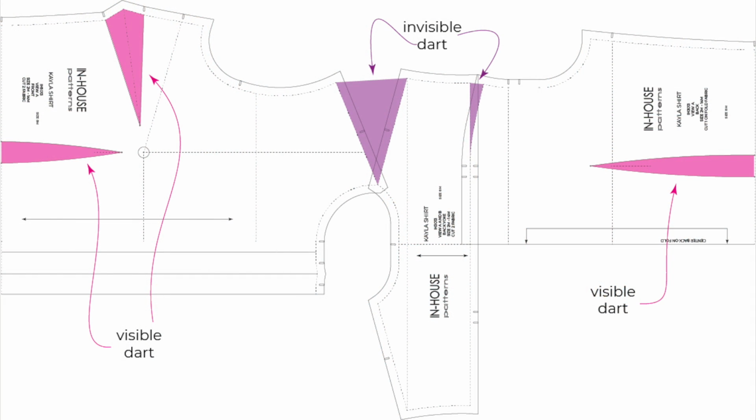Now in the example I've shown here, you'll see that there is one invisible dart at the back yoke seam line and another at the shoulder seam line. Now let me show you how to set up your patterns in a way that will reveal even more examples of invisible darts.